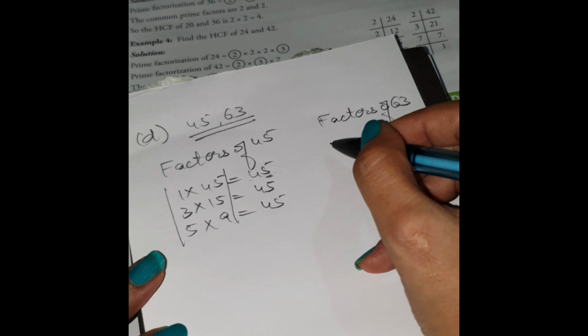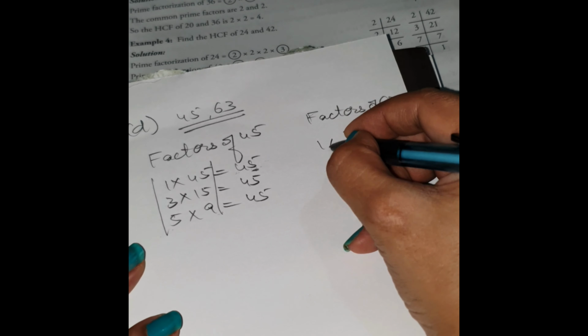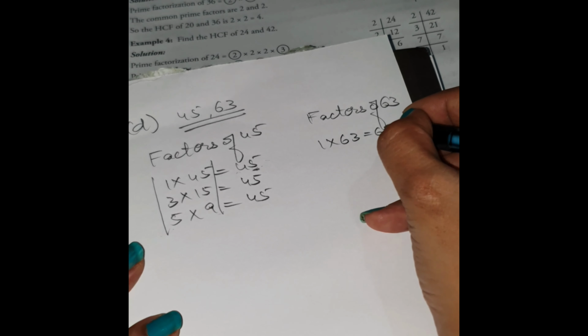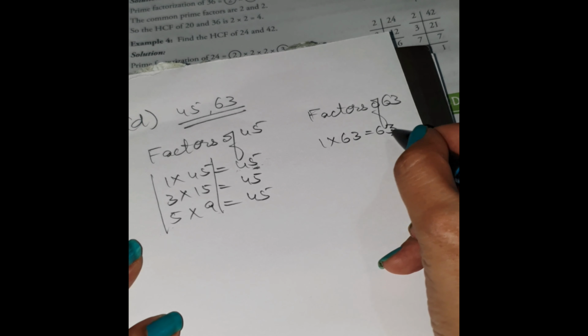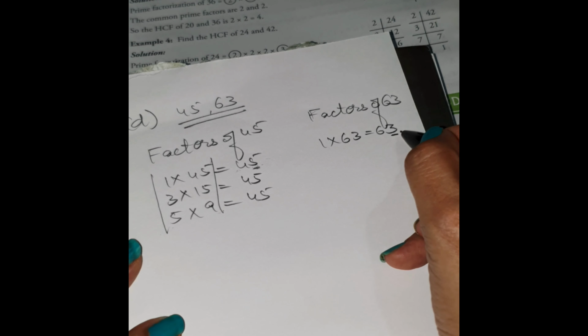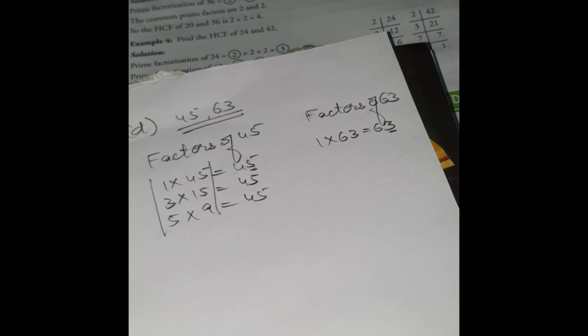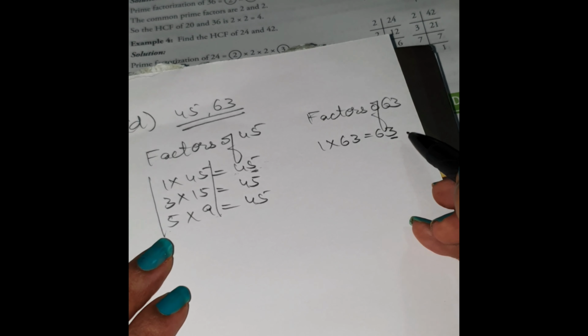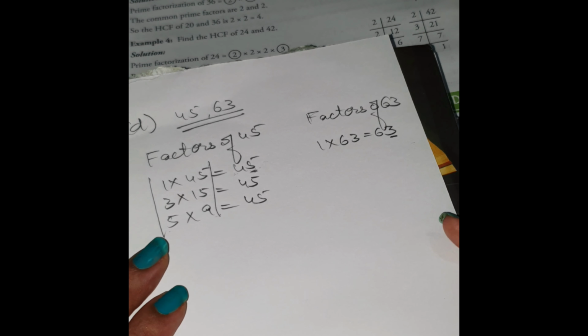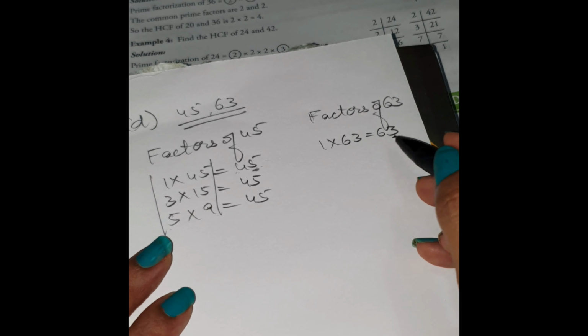Now, let's move on to the factors of 63, again by the table of 1. So 1 into 63 is equal to 63. Then it doesn't come in the table of 2 because the last digit is 3. Okay. So in the table of 3, divisibility of 3 is to add the digits. So add 6 plus 3. 6 plus 3 will give you 9. So 9 is divisible by 3. Yes, this number is divisible by 3.